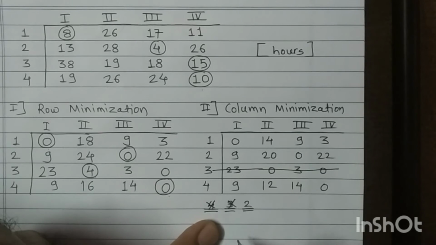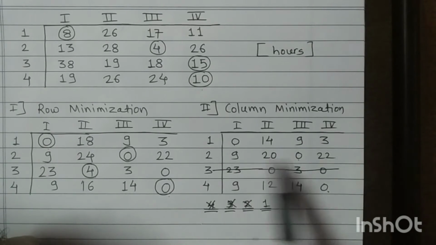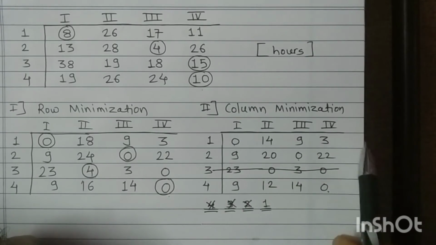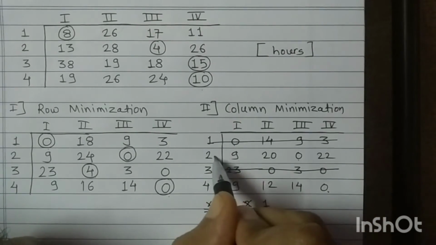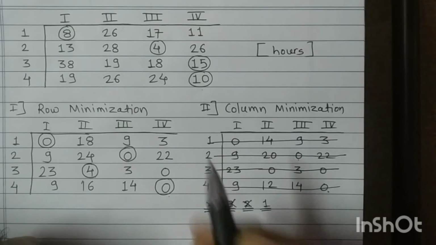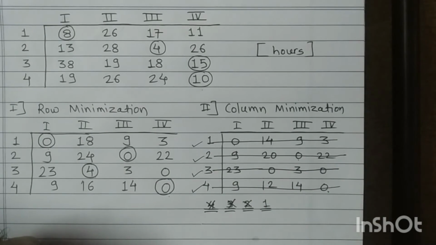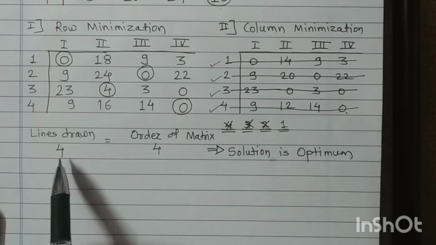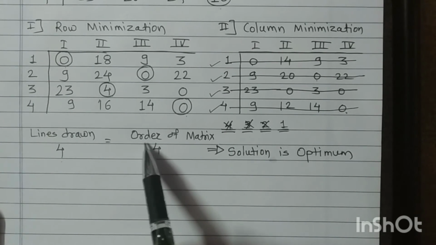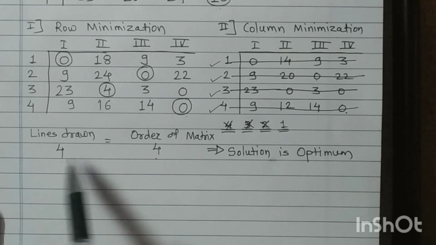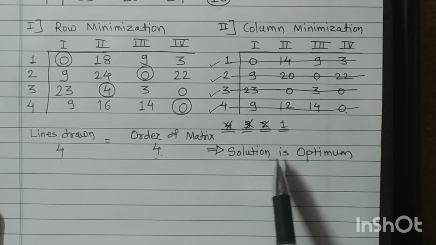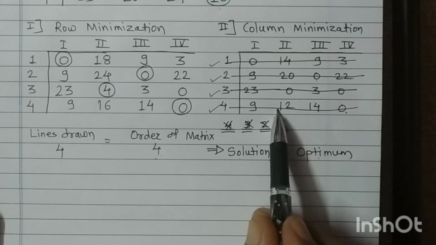So next step, I cannot find 2 zeros now, so I will go for 1 zero. 1 zero I can find here, here and here at 3 points. Okay, so I can draw 3 horizontal lines or 3 vertical lines or a few horizontal lines and a few vertical lines depending on your choice. For simplicity I will draw horizontal lines. I will check 1, 2, 3, 4. 4 lines are drawn. This is a 4 by 4 matrix, so the order of the matrix is 4. So lines drawn is exactly equal to the order of the matrix, therefore we can say that our solution is optimum. So we got this optimum matrix, so there is no need to go for the Hungarian method. This is a very simple problem.